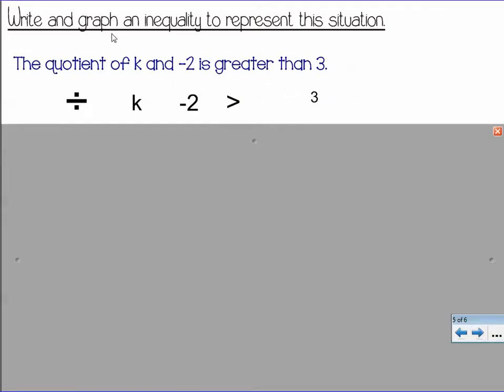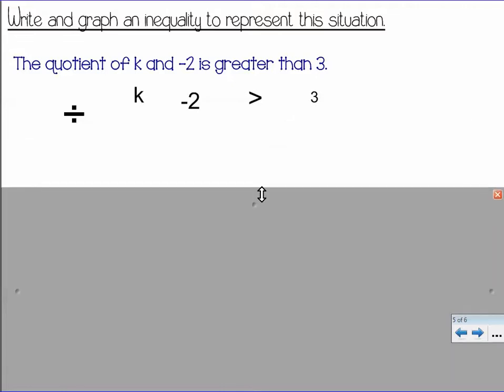So let's practice writing and graphing an inequality to represent this situation. The situation we have is the quotient of k and -2 is greater than 3. So here's my translation. We have quotient, we have k, we have -2, greater than, and 3. Those are the translations there. So let's piece it together. What am I dividing? I'm dividing k and -2. Let's put that in order. And that quotient, after I divide those things, is going to be greater than 3.